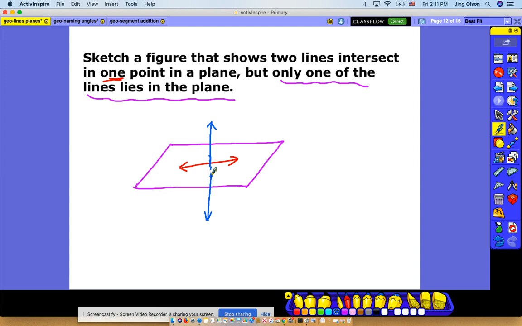This is intersecting. So these two lines, let me read out the picture here. They're still intersecting at this point, right? So this is their intersection. This point is still in the plane, but this line is going through the paper, going through the plane. This one lies in the plane. So this is how it meets the criteria of this description.